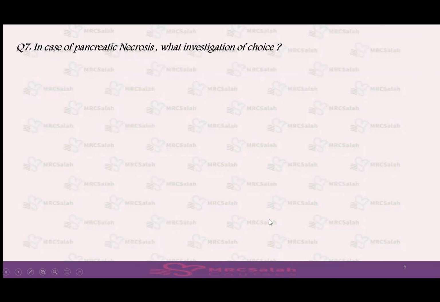Excellent. Dr. Aya, in case of pancreatic necrosis, what is the investigation of choice? Abdominal CT with IV contrast, pancreatic protocol. Excellent. What are the findings to look for in CT, Dr. Haifa? Edema, abscess, collection, fat stranding, necrosis, and pseudocyst.